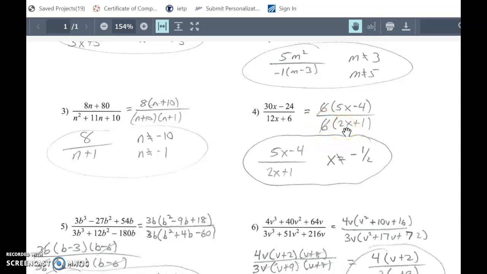You look at the 2x plus 1, and we say, ooh, we got to make that be 0, but that's not as easy as n plus 10, negative 10. 2x plus 1, we have to do a little work. 2x plus 1 equal to 0. Minus 1 to the other side, divide by 2, you get negative 1/2. Hopefully this clarified excluded values.